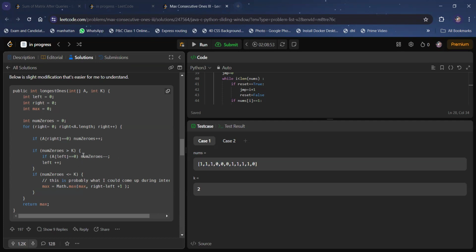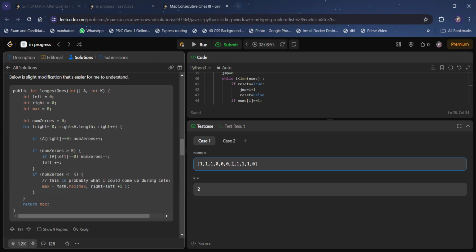It was 3, now it became 2 again. So I see it is equal to k. Then I check whether it is the maximum, using right minus left plus 1. Right is 4, minus 1 is 3, plus 1 is 4. Is it greater than the already existing max? No, it is not, so it will not do anything.